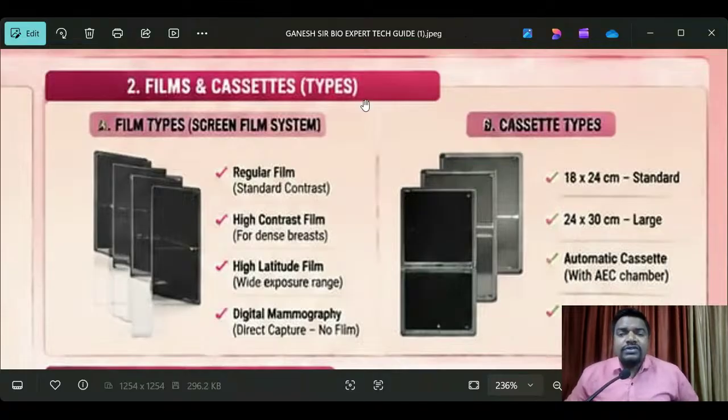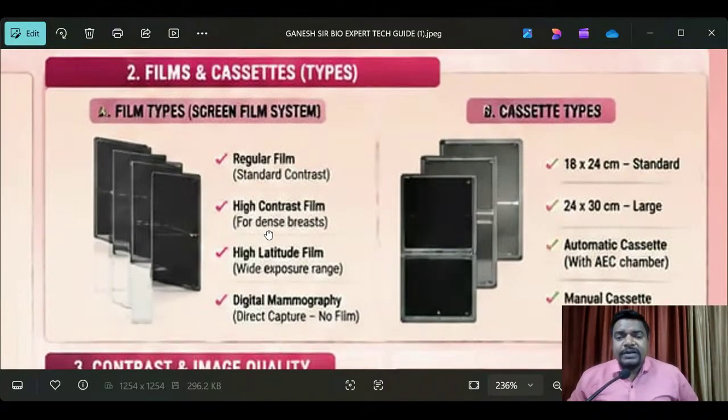Let me finish. And now see here, films and cassette types, how they look in your hospital area, in any hospital area. Okay, here the company, make and model will vary, but these are very, very important. It is part of the biomedical engineering services. That's why today I'm going to show you all these things.